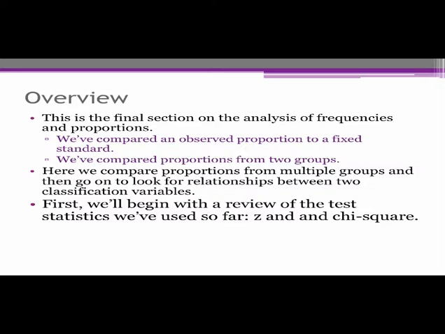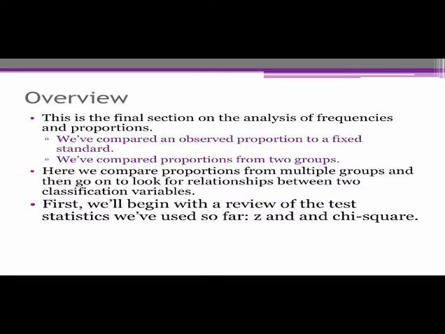But for now, we've compared an observed proportion to a fixed standard or an historical proportion. We've compared proportions from two groups. So we collected two samples, each with a proportion of our outcome, and we've compared that proportion. Now we want to extend this to look at multiple groups and look for relationships between our two classification variables, or our x and our y.